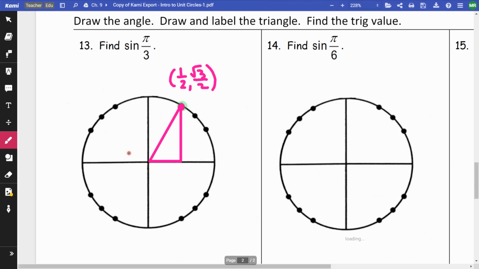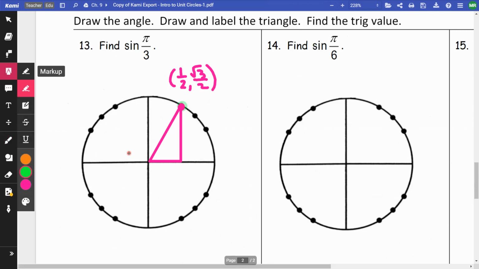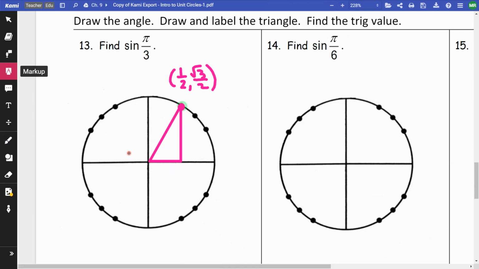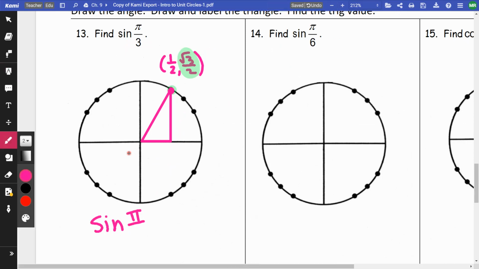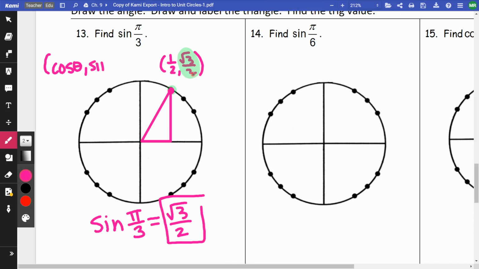Now, they want sine. I told you guys on that worksheet that your sine is your y coordinate. So my answer to this, what is the sine of pi thirds? It is root 3 over 2. That's the sine of pi thirds. Root 3 over 2. It's always the y coordinate. So you want to remember that it's always cosine of your angle, comma, sine of your angle.